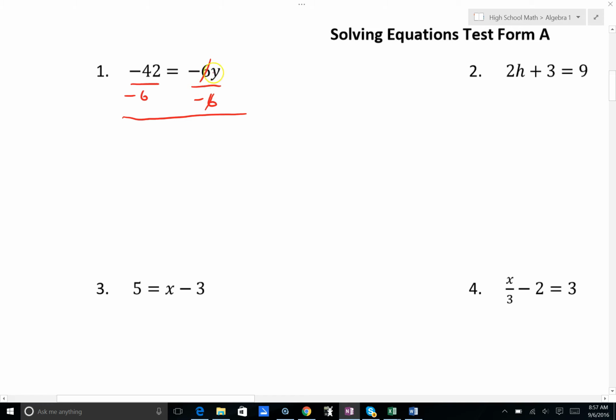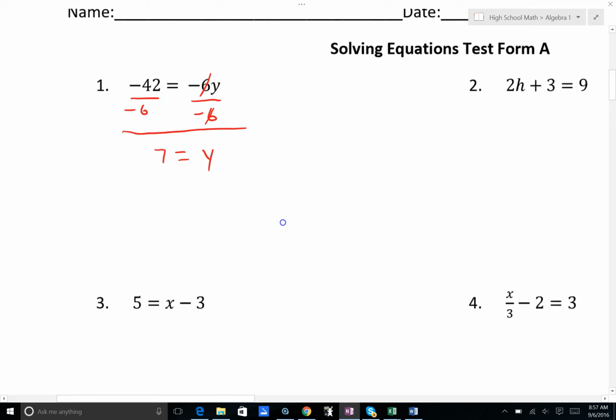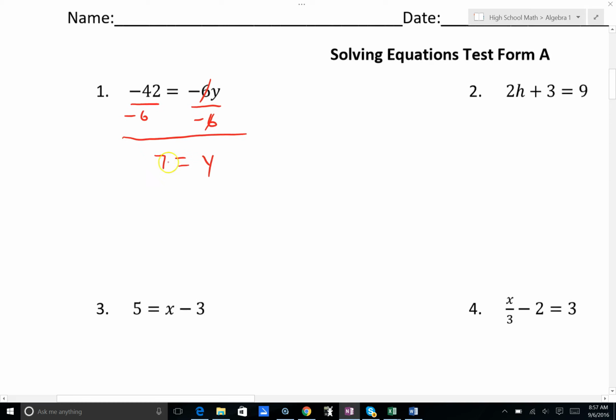Negative 6 divides negative 6, leaving y. Negative 42 divided by negative 6 is 7. We believe that y equals 7 is our solution. We will substitute to verify. Substituting 7 in place of y, we have negative 42 is equal to negative 6 times 7. Using our calculator, we can verify this is a true statement. Negative 6 times 7 is negative 42. This is true. So we can say that y equals 7 is a solution.